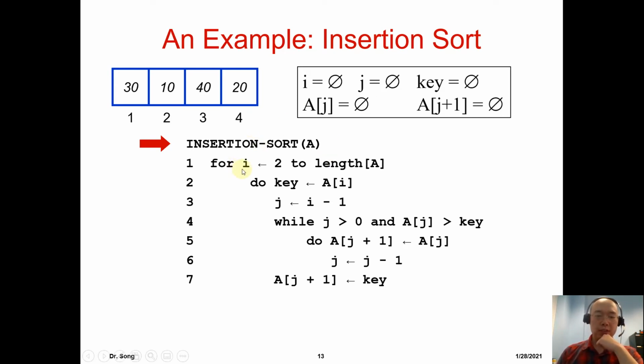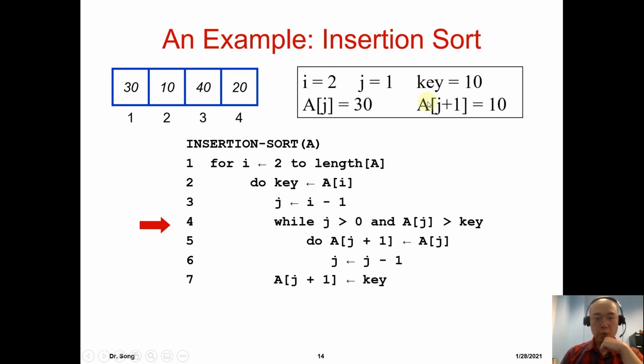At the very beginning we don't have those values, and then we go to the first line, and I will be 2. A[i], which is A[2], will be assigned to the key, so key will be 10, and for j it is 2 minus 1, so j is 1. Okay, and then we will start this part.